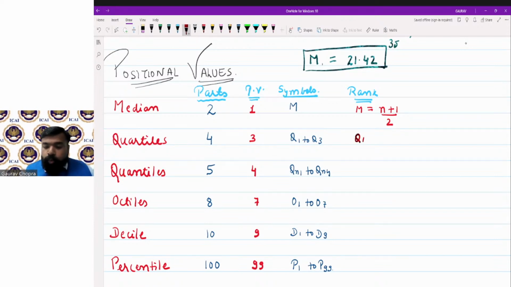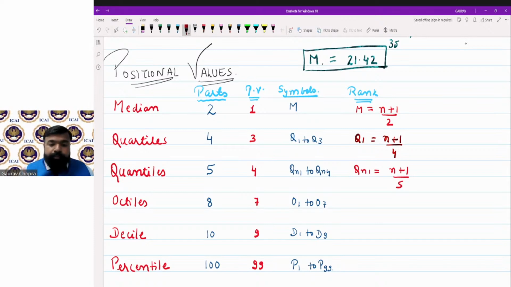Then if we are calculating Q1, Q1 will be n plus 1 upon 4 since it is 4 parts. Qn1 will be n plus 1 upon 5 because it is 5 parts. So we don't have to mug up everything. We are learning how to form the rank, how to calculate the rank.